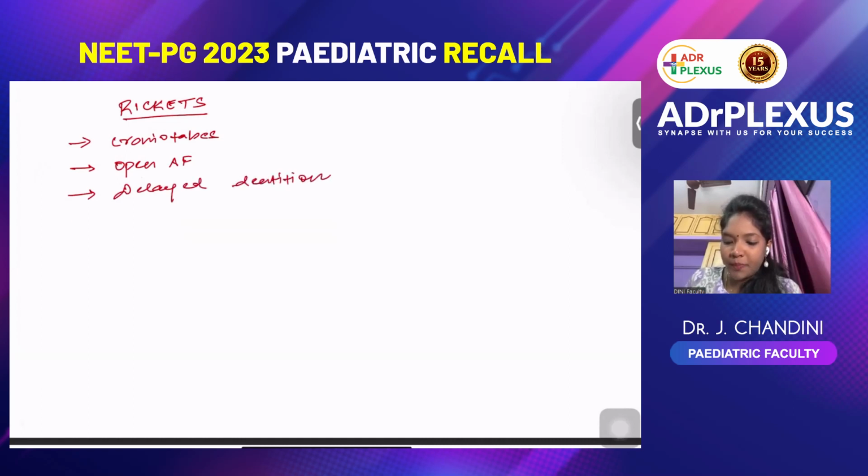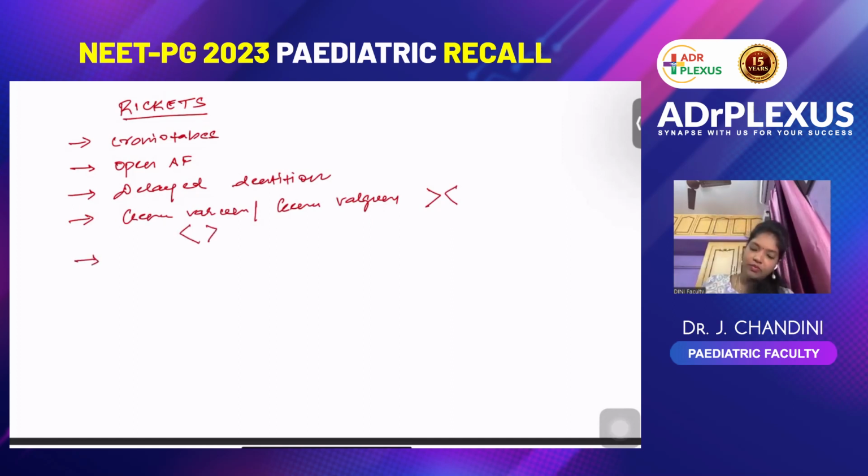Delayed dentition. Then coming to the arms and all, you will have deformities like your genu varum, genu valgum. What is genu valgum? Genu valgum is knock knees like this. This is genu valgum. This is genu varum. Okay. And you will have some abnormalities in the extremities and bone deformities.